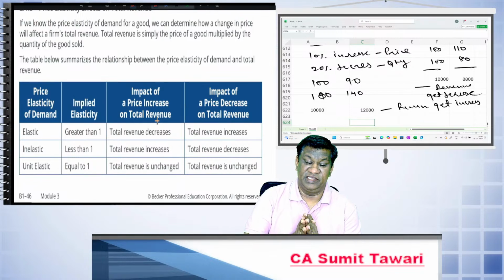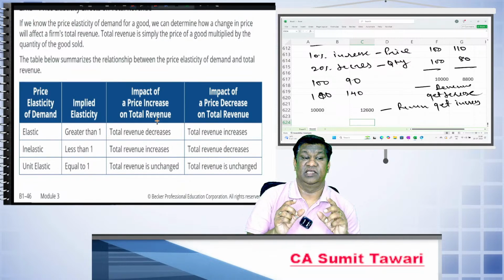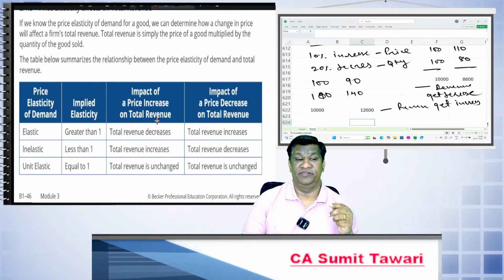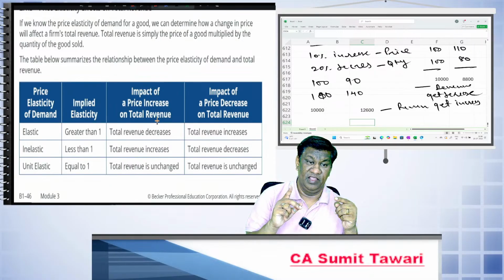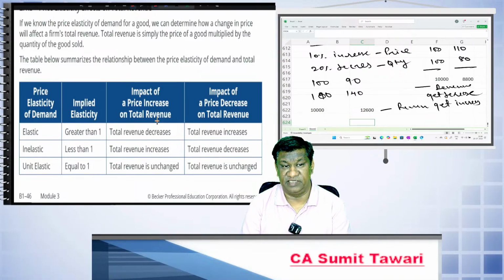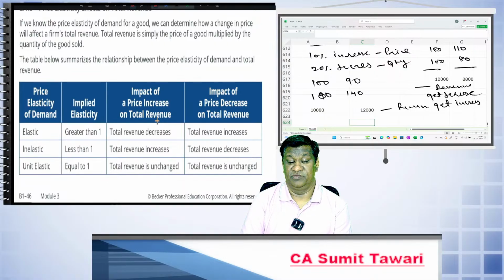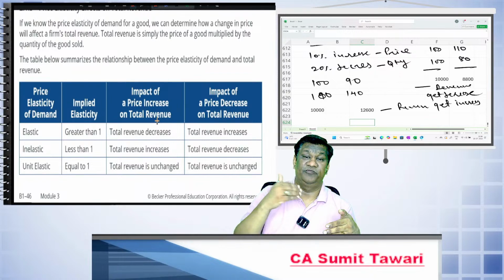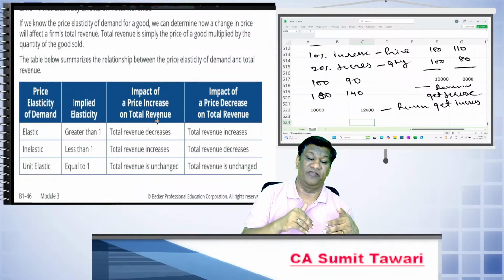See, when it is elastic, that means it is disproportionate. Means if the price is decreased by 10%, quantity demanded increases by more than 10%. And if the price is increased by 10%, quantity demanded decreases by more than 10%. Okay. So accordingly, we should be in a position to calculate. If the price increases, automatically demand decreases, which is faster than the price increase rate. So total revenue gets decreased.